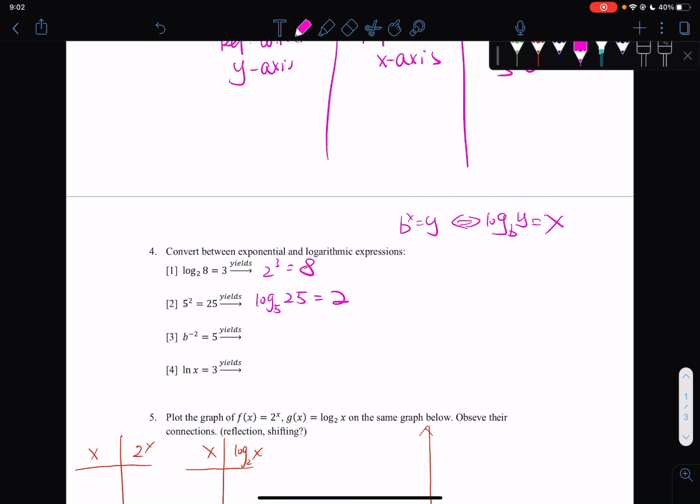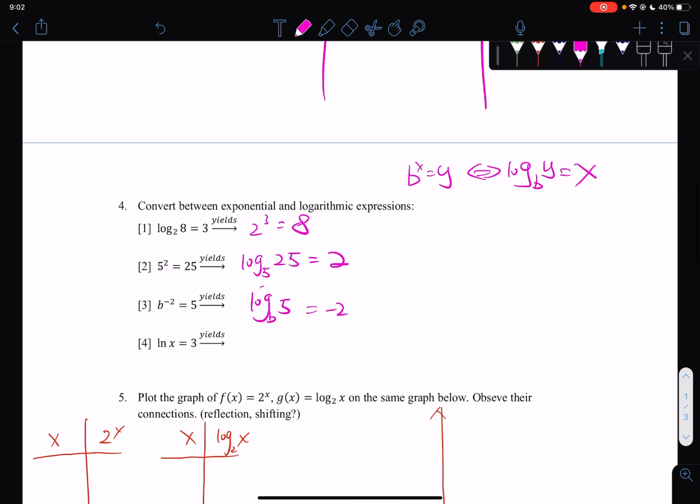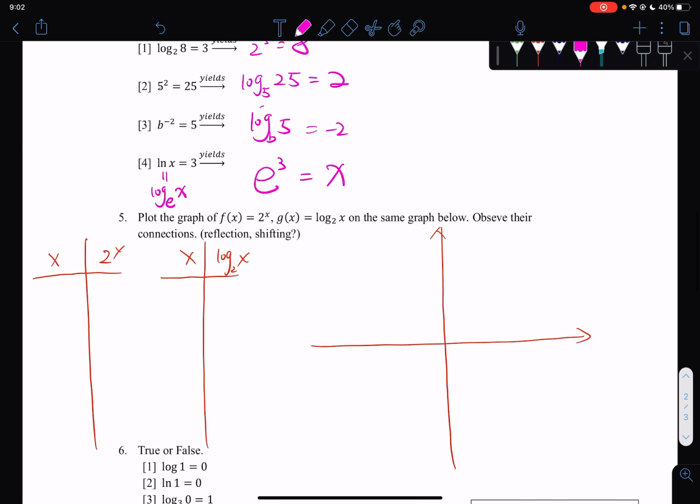So in this case, the 5 is the base, the 2 is the output. In this case, negative 2 is the exponent. Therefore, your function must look like this. The next one, just as a quick reminder, it's log of base e, and 3 is the exponent output, so it must be the exponent. So this is what I end up with.